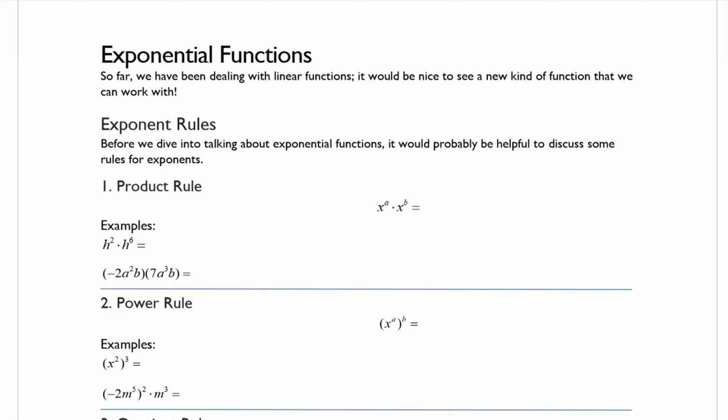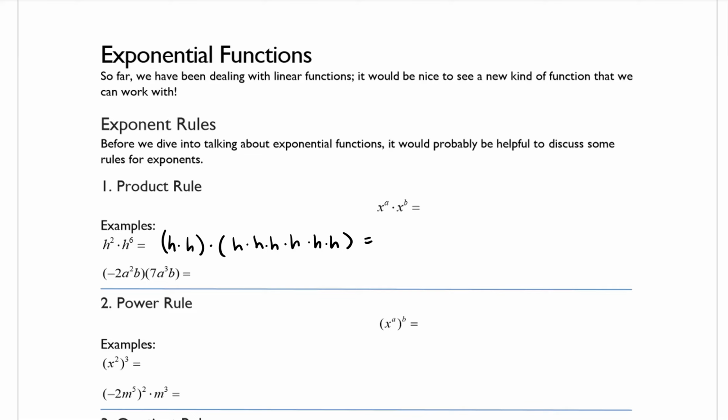Now, before I give you the general rule, let's look at some examples. So the first one, we have h squared times h to the sixth power. Now, if I were to expand that out, the first part is h times h, because that's h squared, and then I'm basically multiplying that with h times h times h times h times h times h. So there are 6 of those h's. And in total, hopefully you notice all I'm doing is multiplying a total of 8 h's.